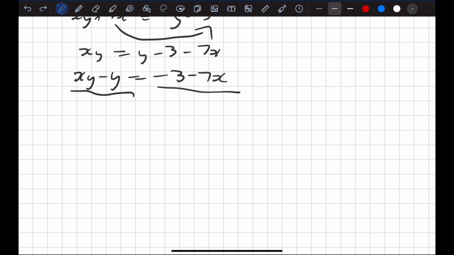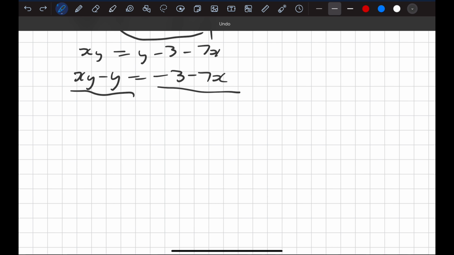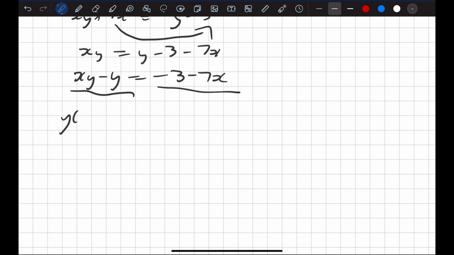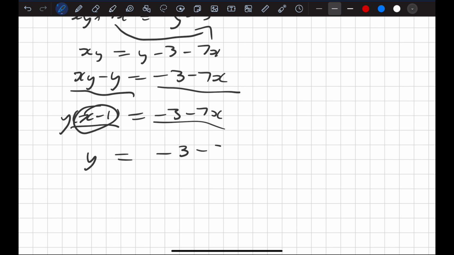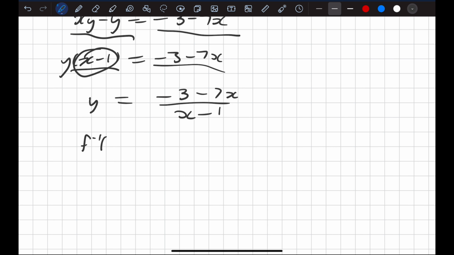We want to get this x over there. To do that, we see that this x is being multiplied by y, and this negative 1 is being multiplied by y. So that is the same as y times (x − 1), which equals negative 3 minus 7x. Now we can divide both sides by x − 1. Y equals negative 3 minus 7x over x − 1. Let me rewrite that: f inverse of x equals, I actually want to put this first because you're meant to have the variable first, negative 7x minus 3 over x minus 1.